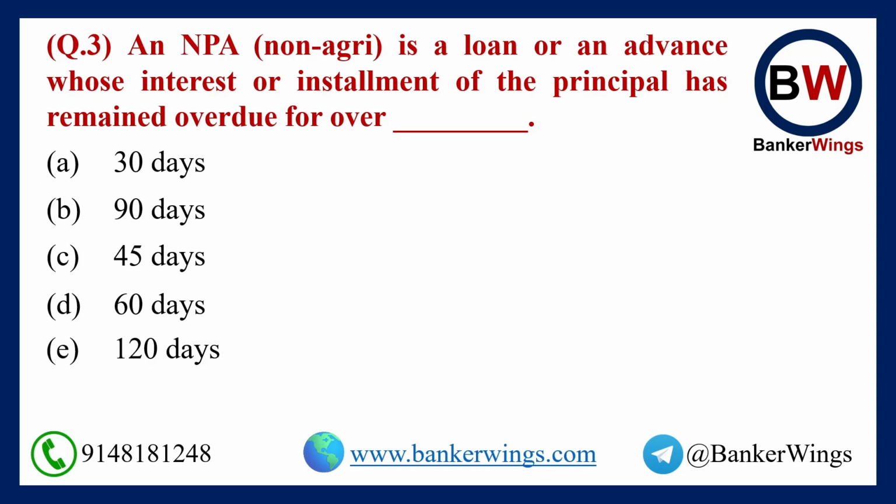So what is the answer here? The answer is option B, 90 days. It means that for a non-agriculture loan, if the interest or principal installment is not repaid for more than 90 days, then that non-agriculture loan account will be classified as a non-performing asset or NPA. From that date, it will stop generating any income to the bank, and the bank will have to set aside a portion of its profit in the form of provision. Okay, done. Let us go to the next question now.